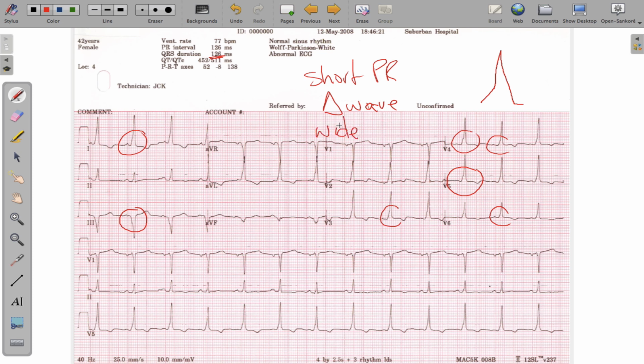So the presence of short PR, wide QRS, and delta wave, this guy here, that defines and describes an accessory pathway or pre-excitation. Specifically, we're going to eventually call this Wolff-Parkinson-White syndrome. That's the big accessory pathway name.